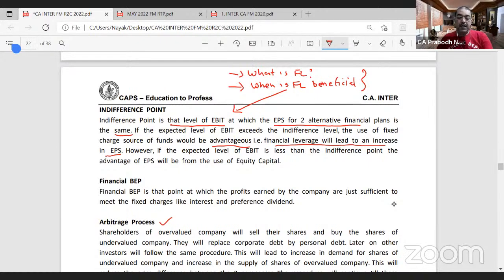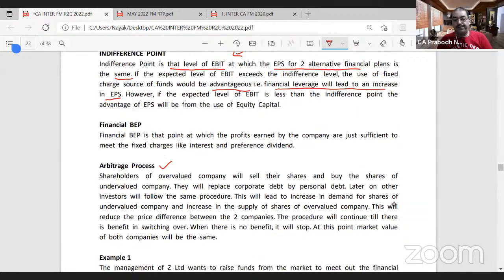Then again, I come back to financial break-even point. Financial break-even point is that point at which the profits earned by the company are just sufficient to meet the fixed charges like interest and preference dividend. So, if you want to express it in the form of an equation, I can write that EBIT is equal to interest, provided preference capital is not there. But if preference capital is there, then EBIT is equal to interest plus preference dividend.